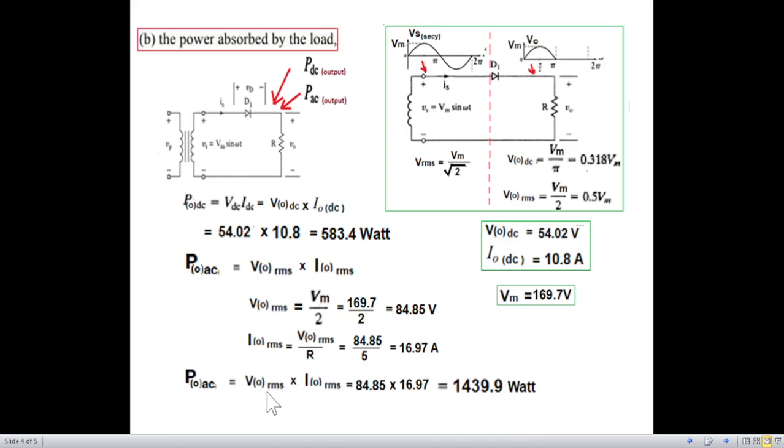So power AC, POAC, the same formula that we are using, putting the values now, 84.85 and 16.97. So this is 1439.9 watt. Now note that this is in watt. DC was in watt, and POAC is also in watt, because this is the power spent across the resistor. So it is in watt.